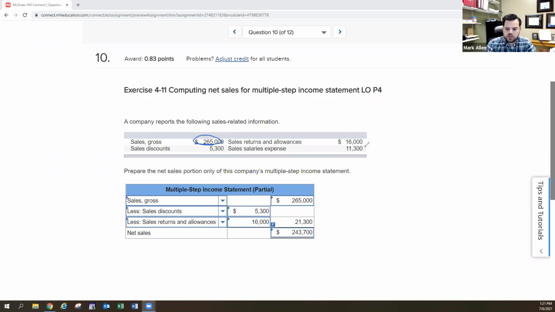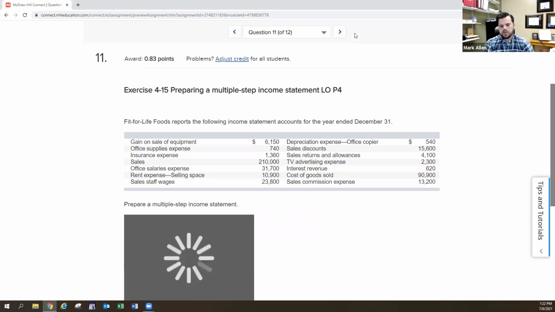Now you'll notice in this question, they do try to trick you just a little bit by including sales salaries expense. Sales salaries expense is not part of gross profit, is not part of net sales, is not part of anything up there at the top. So we don't care about it. So it goes away. Okay, so it goes away. So what we see then, remember we said net sales was just equal to gross sales minus both of these things, sales discounts and sales returns and allowances. So that's all we're pulling in here. Don't be fooled and pull in that 11,300. It can mess you up. So don't let it. That's number 10.